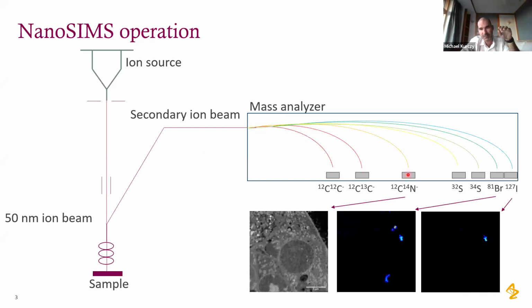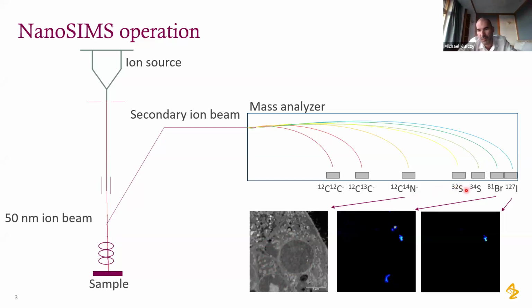This carbon-nitrogen fragment gives a nice outline of the cell. So I think you can tell this is a nucleus. Here's some endoplasmic reticulum. Here's another nucleus. And probably these darker areas here are mitochondria. So we actually get a lot of information from the SIMS image itself.